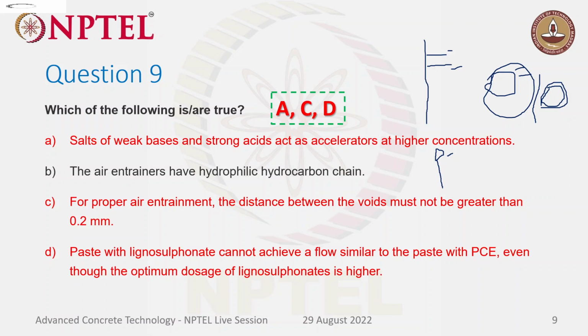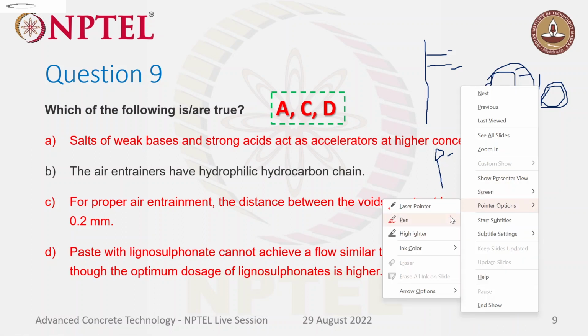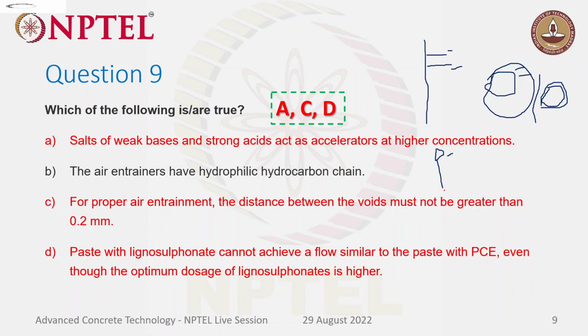Okay, let me try to turn on the pen again. So if there is an air bubble here, and assume this is towards the cement, the polar group will tend towards the cement grains, and then this hydrophobic end will be towards the air bubble.